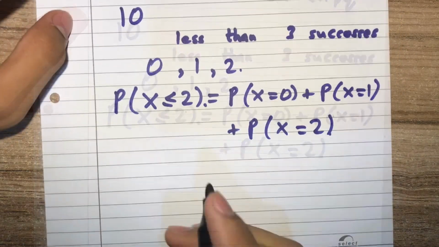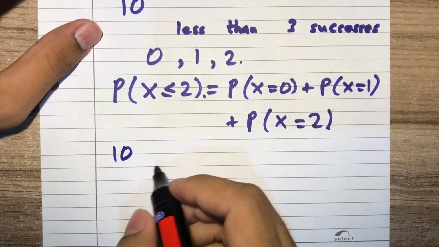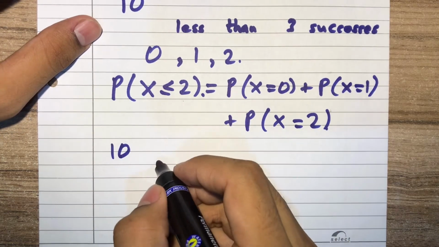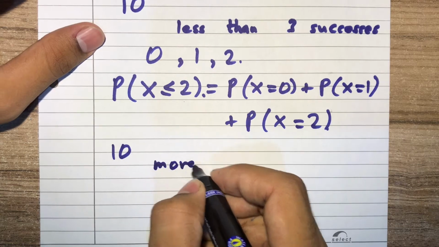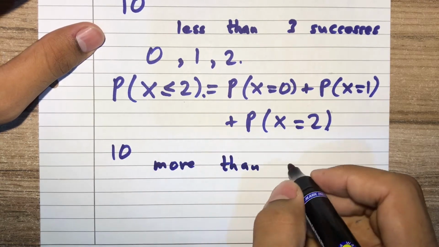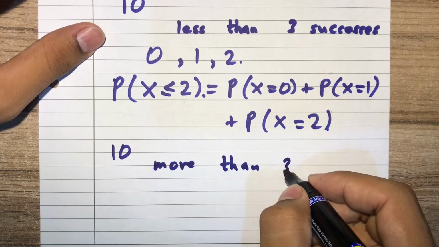If for example we have 10 trials, and we have to find the probability of more than 3 successes.